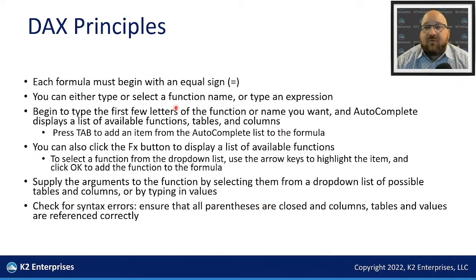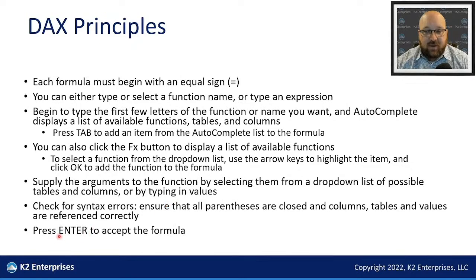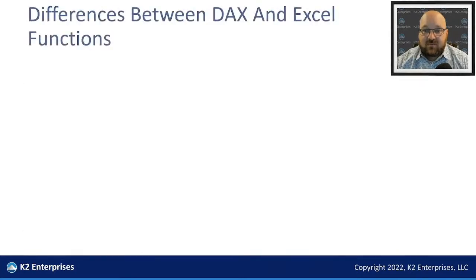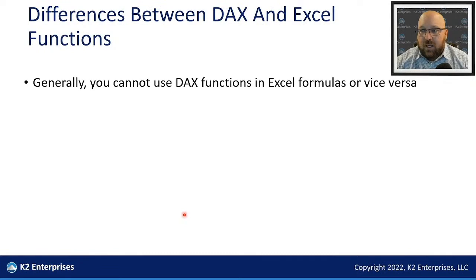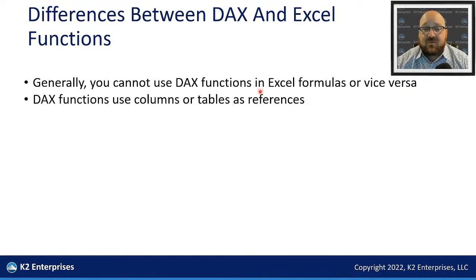Anytime you're referencing things with DAX for the location of the data, not the formula, but the location of the data, it'll be the table name, bracket, column name, close bracket, and then the rest of the formula is the same as it is in Excel, where you're going to use parentheses to separate different operations of your formula, and you hit enter to accept that particular formula here. Generally, DAX functions and Excel functions are not interchangeable. If it's a DAX function, it works in DAX, and vice versa for Excel. DAX functions always use columns and tables for those references.